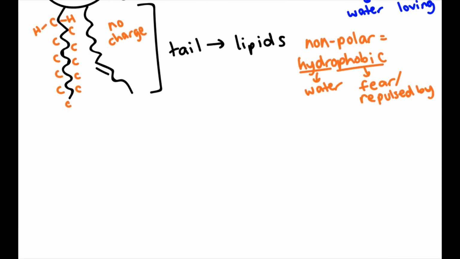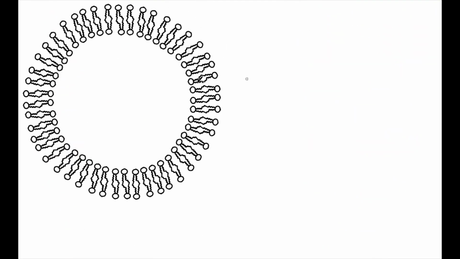So putting it all together, here is a cell with the phospholipid bilayer drawn out. Luckily, this is a video, so I could skip over all the parts where I struggled to draw this. Notice that the hydrophilic head groups are always facing away, while the hydrophobic tail groups are always facing towards one another.